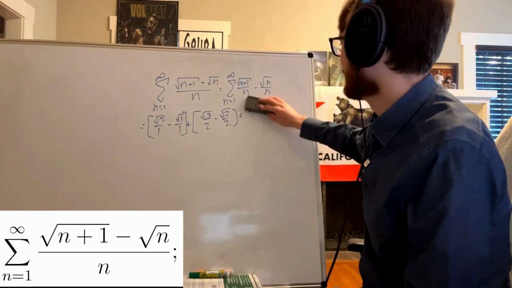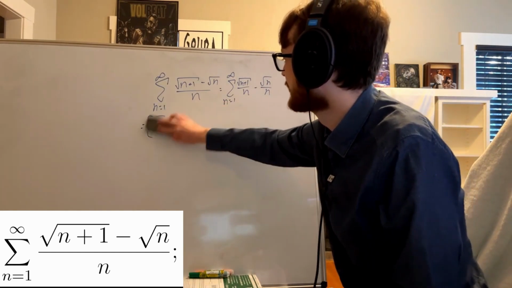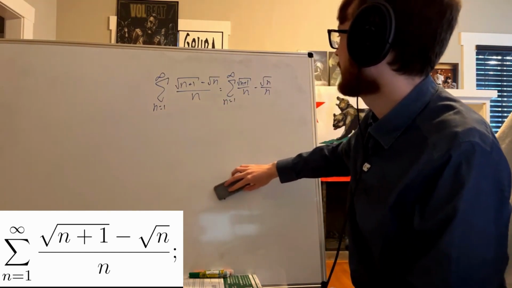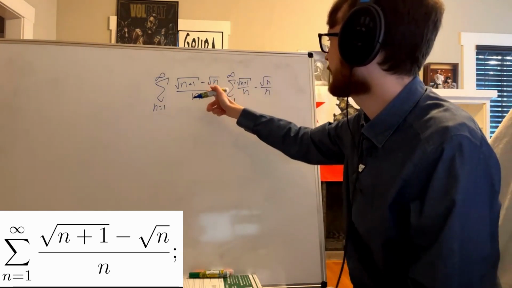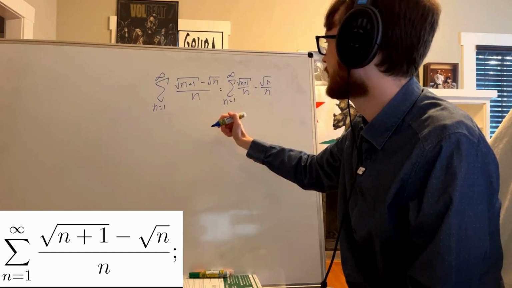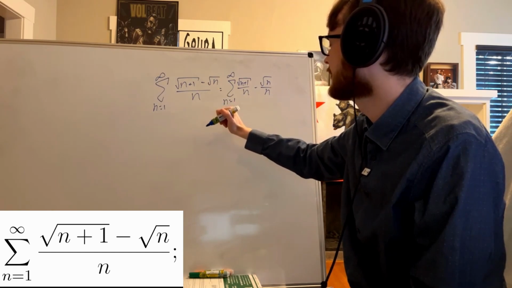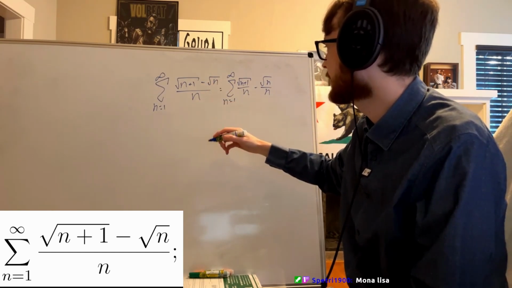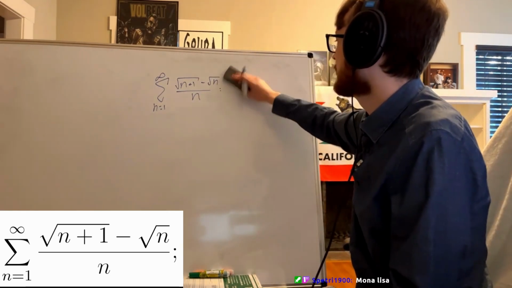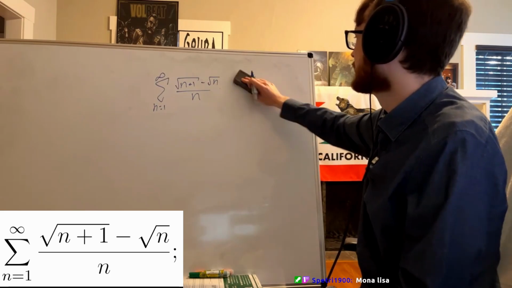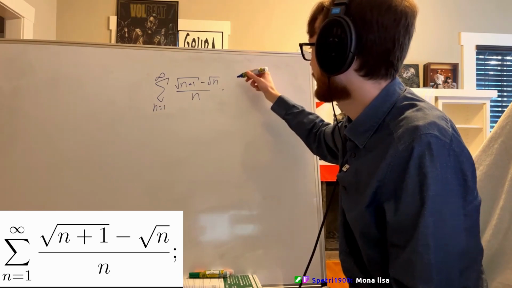Can we show that, how does this compare with... Never mind. I was thinking we should compare it with root n over n, but that's not a clear comparison for greater than or less than. So yeah, maybe let's consider what happens if we multiply by the conjugate. I don't know exactly what's going to happen here, but maybe something helpful.